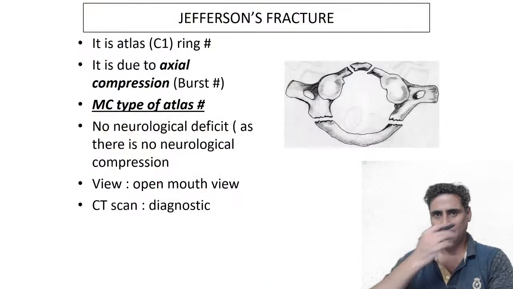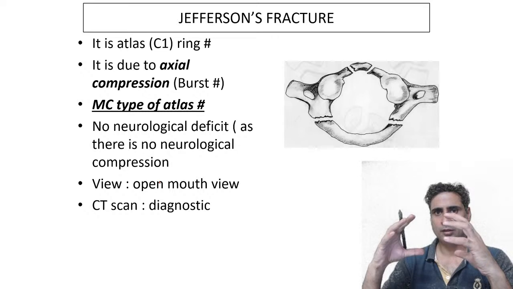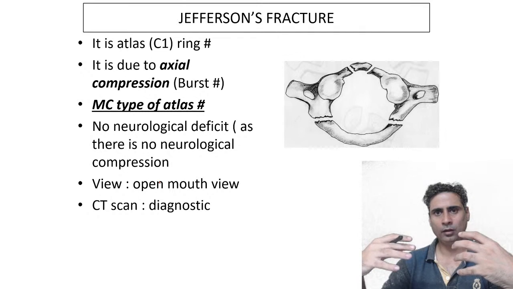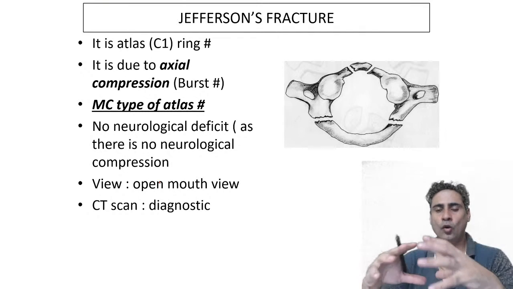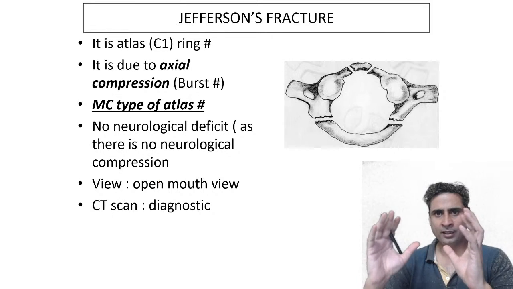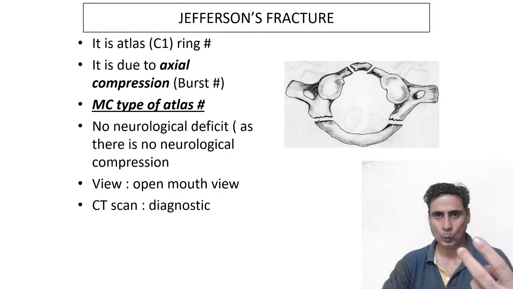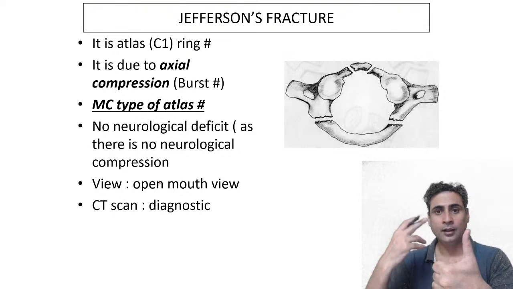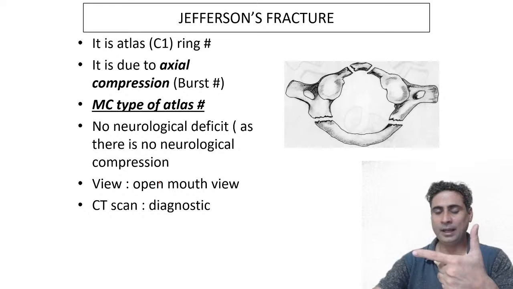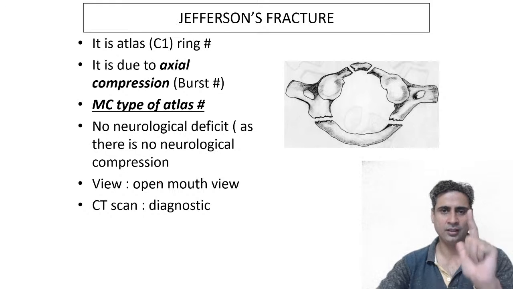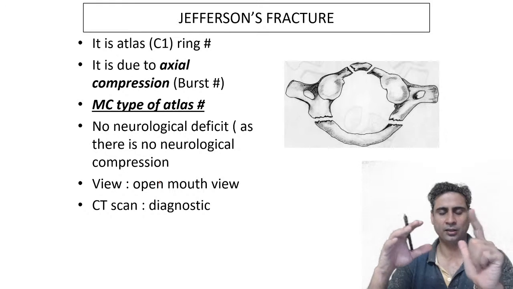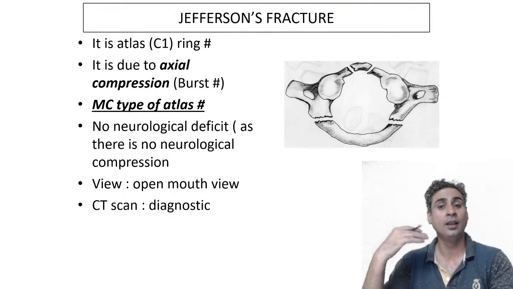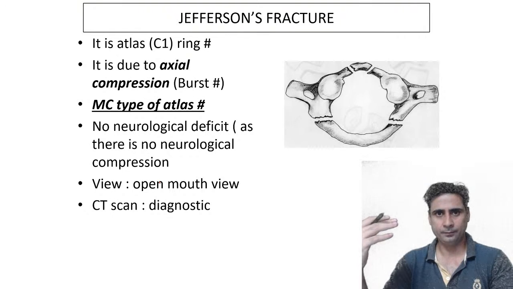So these were the types and mechanisms of spine injuries. All spine injuries are more common in the cervical spine except two. One is vertical compression, pure axial loading. Second is the car seat belt injury, flexion distraction injury. These two are common at the dorsolumbar junction. All other injuries are more common in the cervical spine.